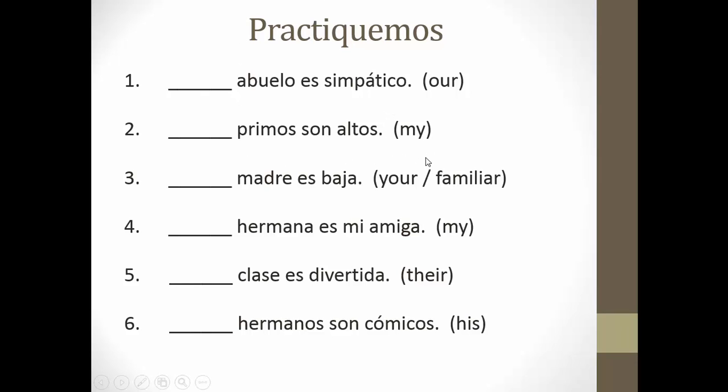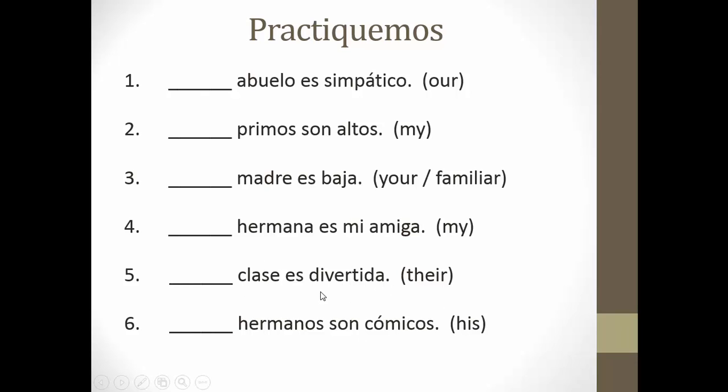Número 2. My cousins are tall. Okay, our choices are mi and mis. Primos is plural, so we should go with mis. Mis primos son altos. 3. Your familiar mother is short. Okay, so we're going to go with either tu or tus. Remember that because madre is singular, then we should go with tu. Tu madre es baja. Here is my sister is my friend, so either mi or mis. And because hermana is singular, we're going to go with mi. Mi hermana es mi amiga.